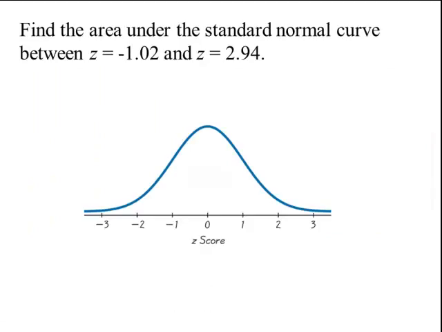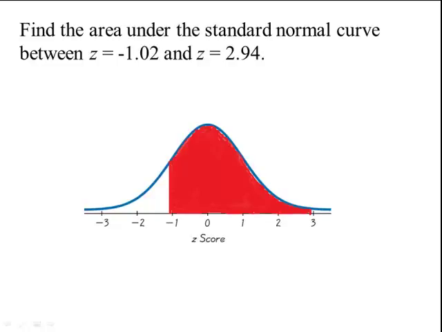Now let's do another example involving the area in between two z-scores. First thing we do is draw a picture. Here we have a negative 1.02 and a positive 2.94. Now what we're going to do in table 5 is find the area to the left of this z-score, negative 1.02, and the area to the left of 2.94, and then we're going to subtract these two areas, and that will give us the desired shaded region.